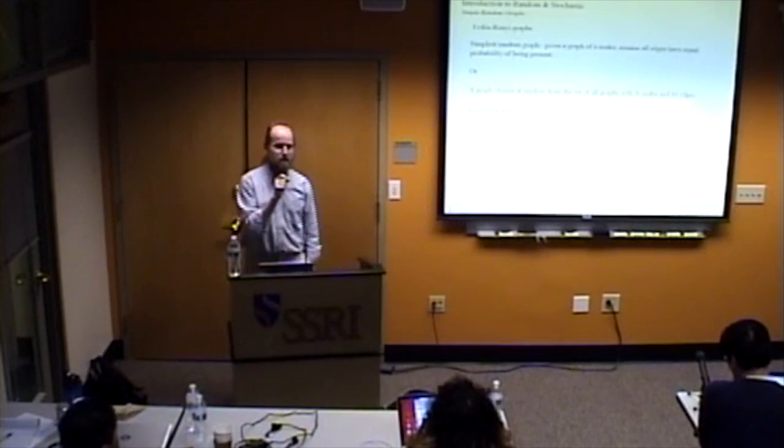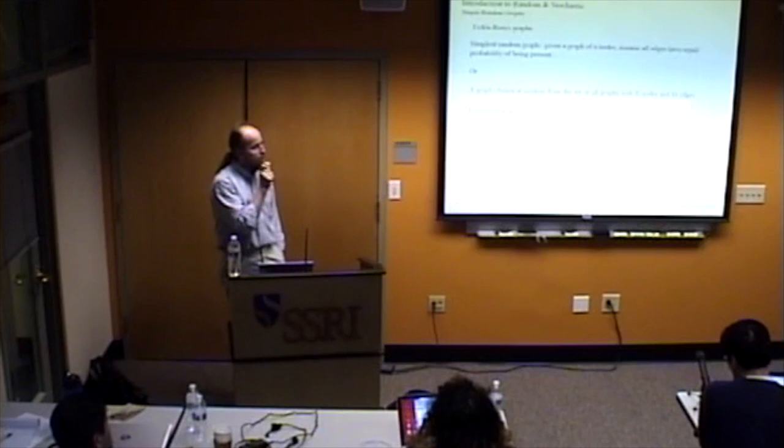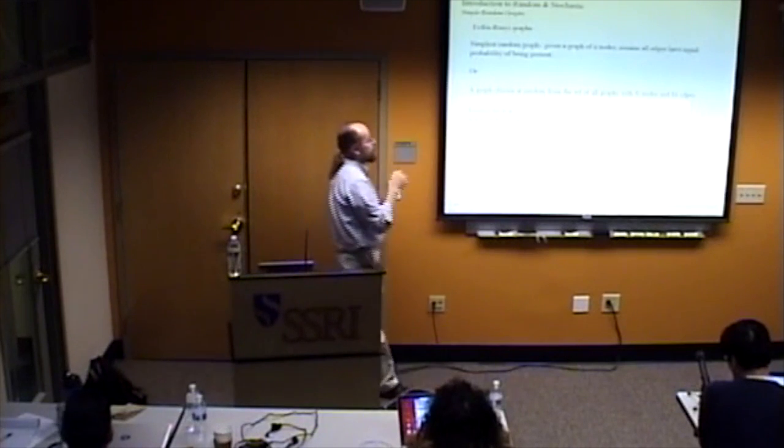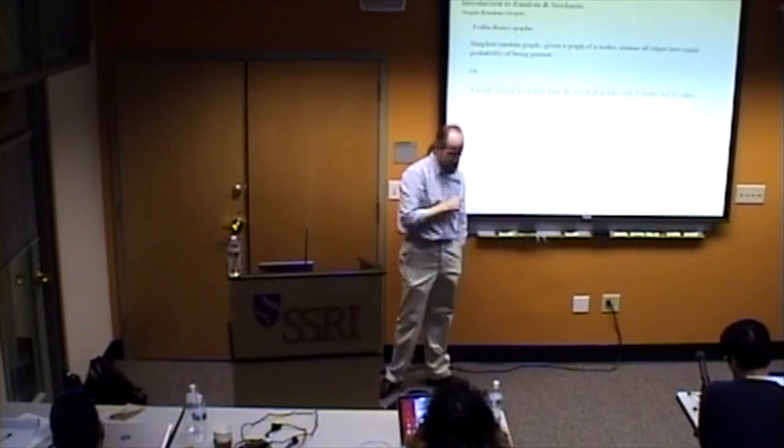In the limit, that's equivalent to this other idea, which is we choose at random from the set of all possible graphs with n nodes and m edges, right? Now, these are not exactly equivalent on small graphs, because on a random coin flip, you might end up with m edges or m plus 1 edges or m minus 1 edges. But in the limit, it's the same thing.